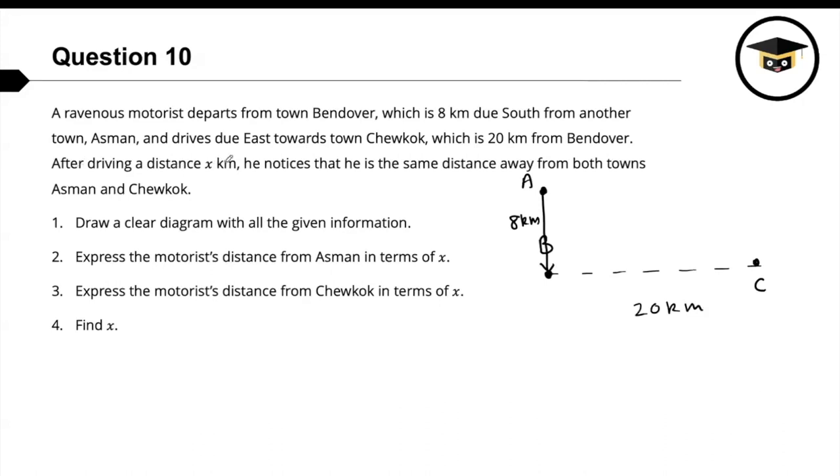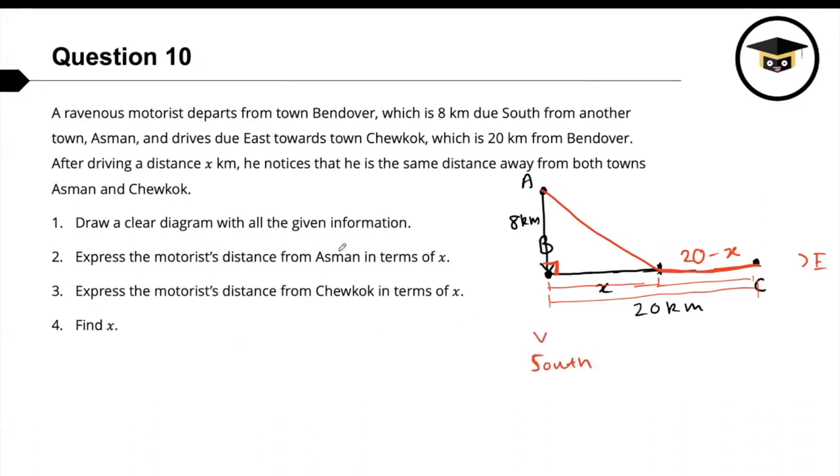Now, after driving a distance of X, our motorist notices that he is the same distance from both towns, Asman and Chukok. So what's the distance from where he is to Chukok? That would simply be 20 minus X, because you can see the whole thing is 20. And if he's driven X, then the leftover must be 20 minus X. And the distance to Asman is going to be this distance. Here, we can use Pythagoras' theorem because this is 90 degrees. Remember, this is east and that is south.